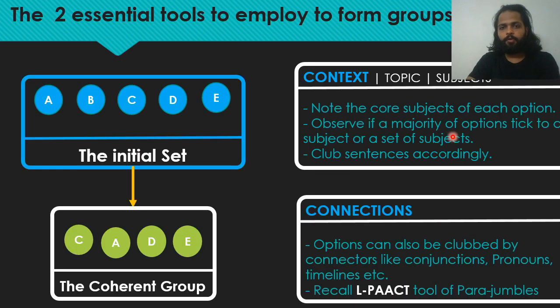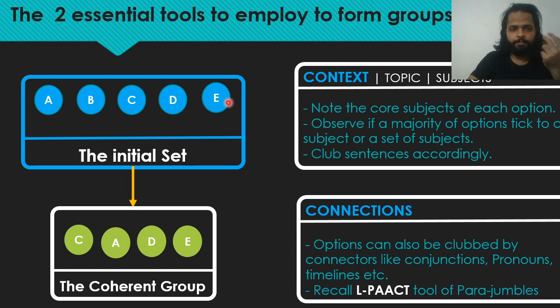Now, how do you find the coherent set from the initial set? There are two C's which will always help you to find the coherent set from the initial set. The first C is your context. Whenever you're reading each and every sentence of these five sentences, you should take a mental note of what exactly was the most important topic in that particular sentence.